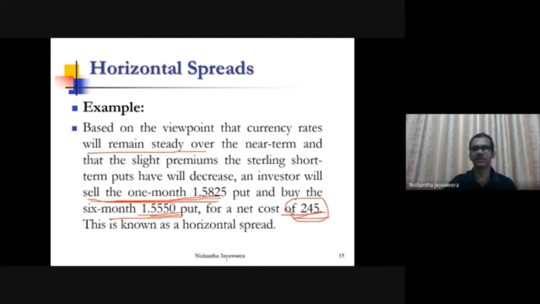If the price difference between two options is less than this, you will make a loss. If it is more than this and positive, then you make a profit. That's how it works. Okay, sir.